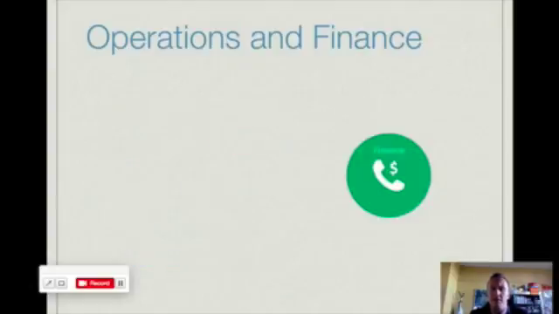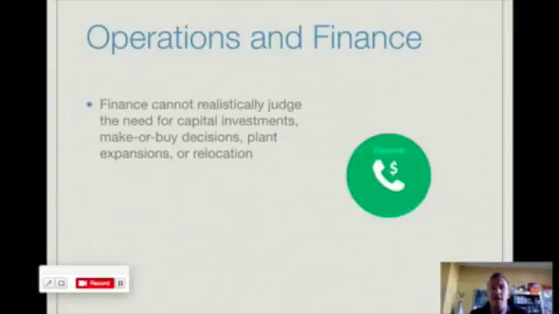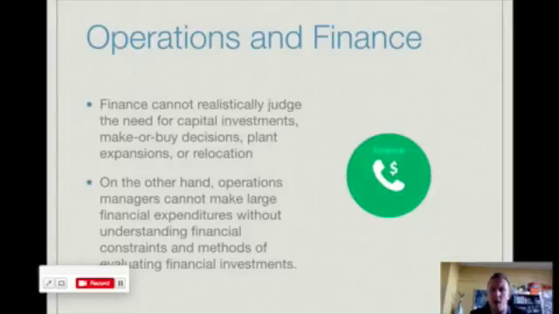To start off with, operations and finance. A finance committee or a person who's working in finance can't really realistically judge the need for capital investments, make or buy decisions, plan expansions, or relocations. That's more operations stuff. However, on the other hand, operations managers can't make large financial expenditures without understanding financial constraints and methods of evaluating financial investments, which is what the finance department's all about. So they have to work hand in hand.